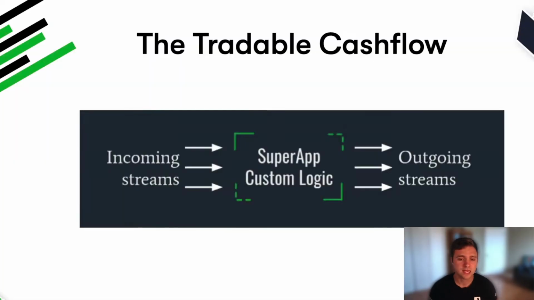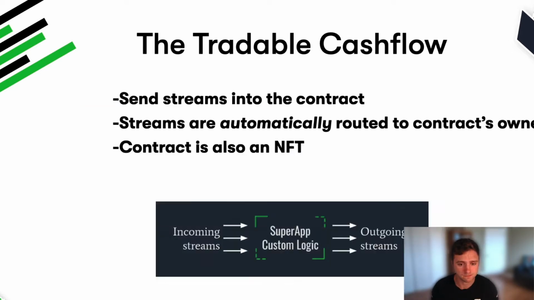We can present. This is what our tradable cash flow is going to look like. We have incoming streams there on the left, and then we have super app custom logic there in the middle. You can think of that green outlined box as being our contract that is also going to have the super app functionality. And then what it's going to do is make sure that all of the outgoing streams are sent to the owner of that NFT. Again, to recap, streams go in, they're going to be automatically routed to the contract's owner. And because it's an NFT, the streams are just going to follow the NFT to the new receiver.